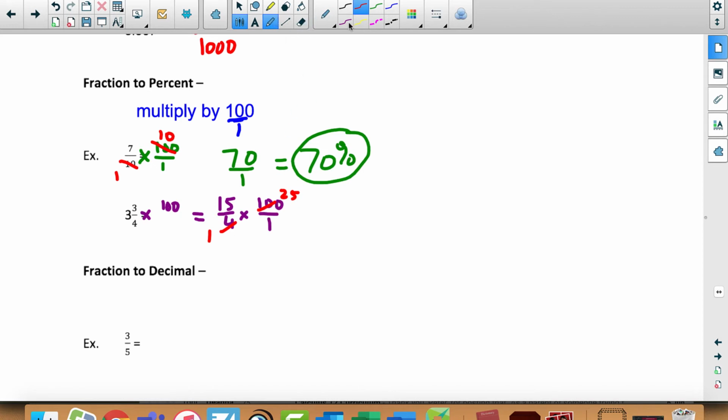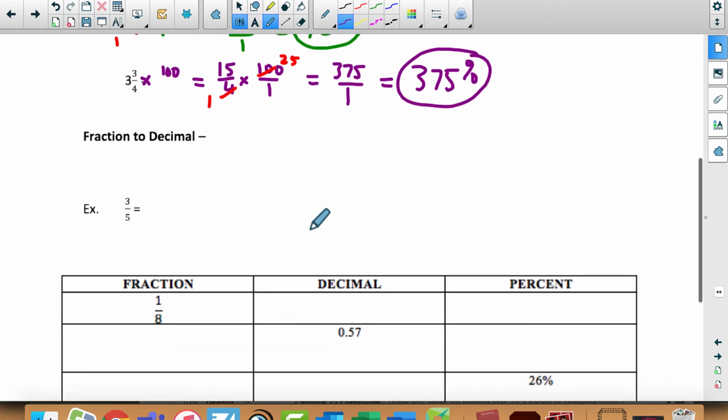You can actually multiply here. So on the bottom is easy. You just have 1. On the top, 15 times 25 equals 375. So 375 over 1 is just 375, and it is a percent. So there you go.